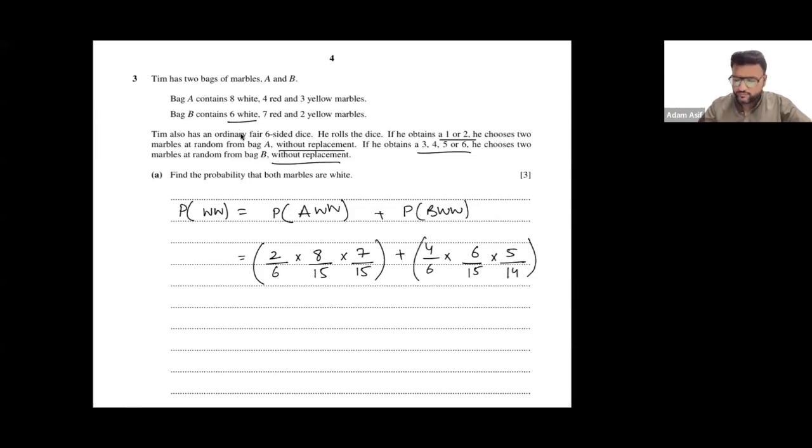That's the probability. Add them up. This is going to be 14. So we get 58 upon 315, which in decimal is 0.184. So 0.184 is the probability.